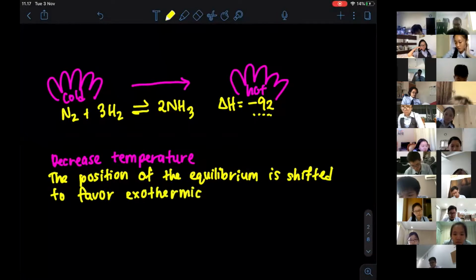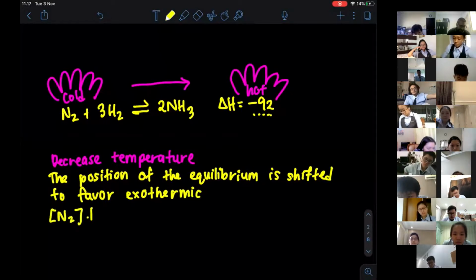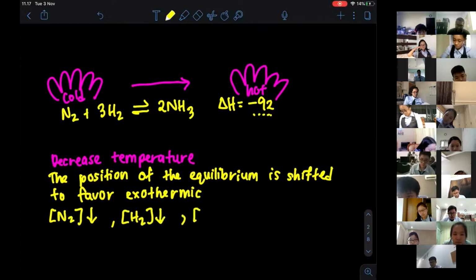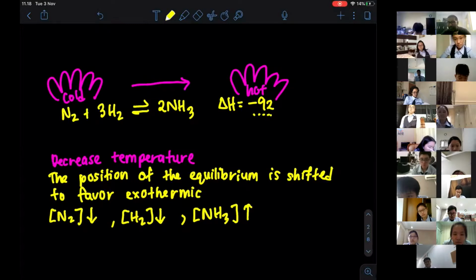So if it is happening, what do we see? Okay, we see that N2, the concentration will decrease. The concentration of H2 will decrease. And you will see the concentration of ammonia become more. These are the things that will happen according to the principle that is mentioned. You need to know both, how to apply. That is going to be related to temperature.